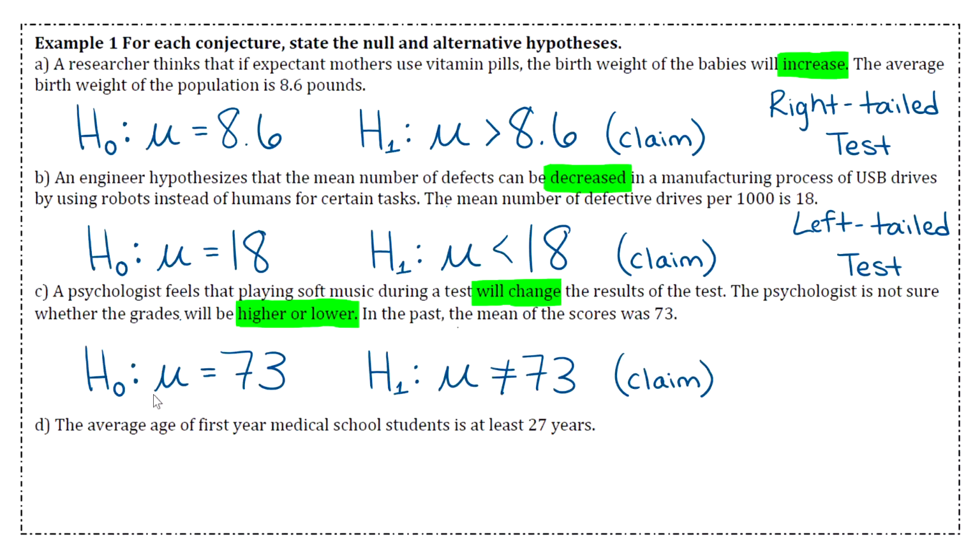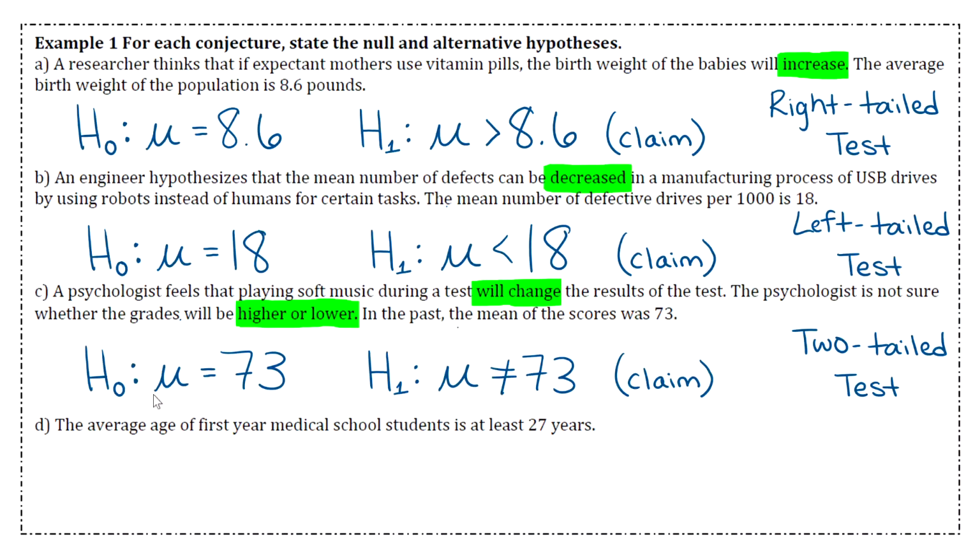Okay, so the alternative there is the claim. That's what the psychologist feels or thinks. And this is an example of a two-tailed test. So if you have a not equal to sign in your alternative, that's a two-tailed test. And then let's look at part D here. So this is kind of the interesting one.